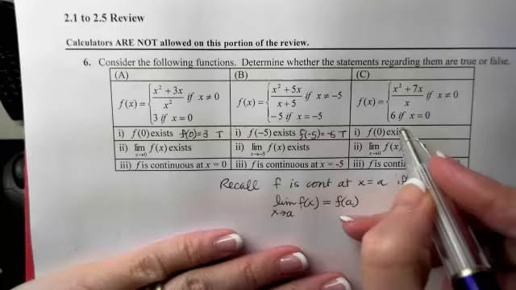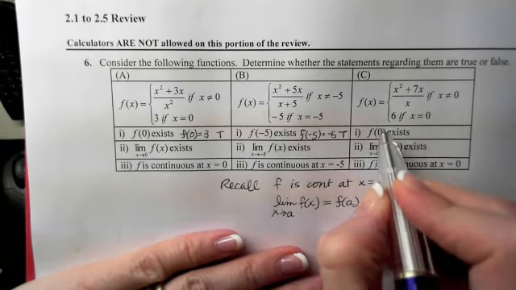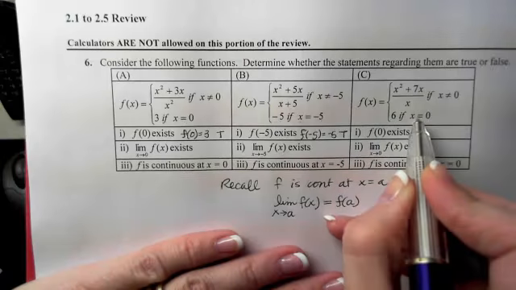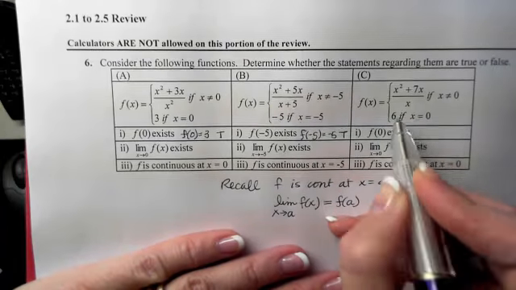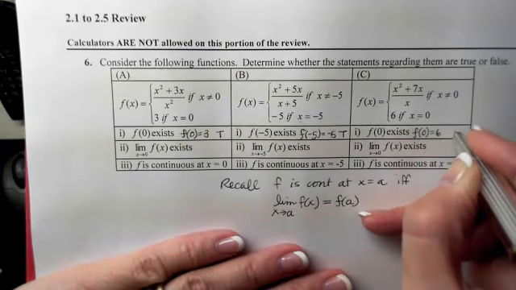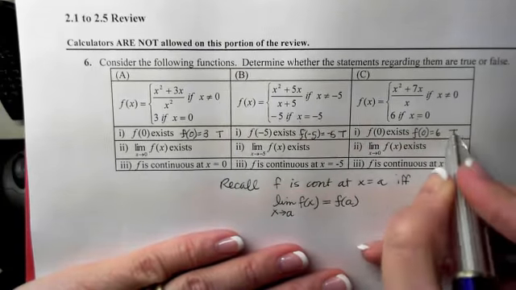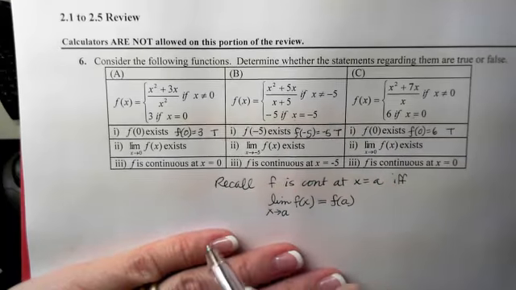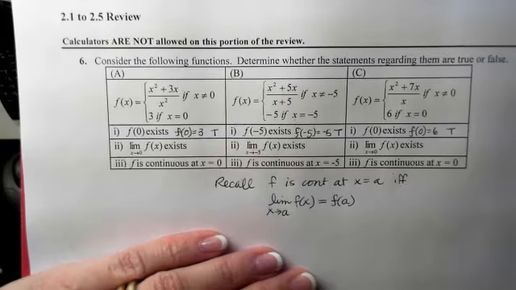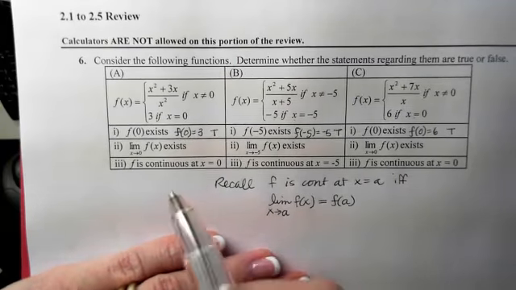If I move to my third one, f of 0 means I want to plug in a 0, so I look for the branch that uses 0, and it's right here. The output is 6. So f of 0 equals 6, and the statement is true. All 3 of them have outputs at the joint. So now let's look at part 2, which is a little more tricky.